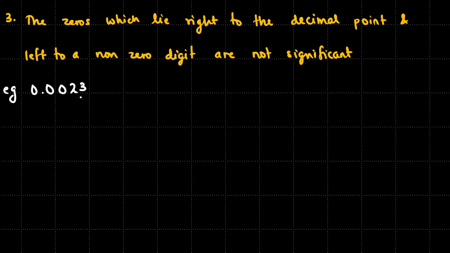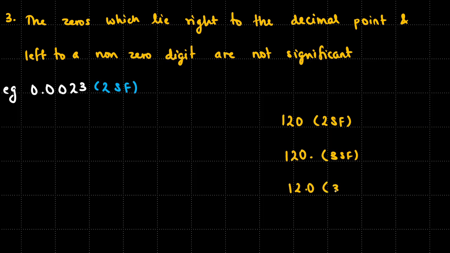0.0023 has two significant figures, so you might be confused. Let's take examples. 120 has two significant figures. 120. has three significant figures. 12.0 has three significant figures. But why does 0.0023 only have two significant figures? Since it's basically like this.